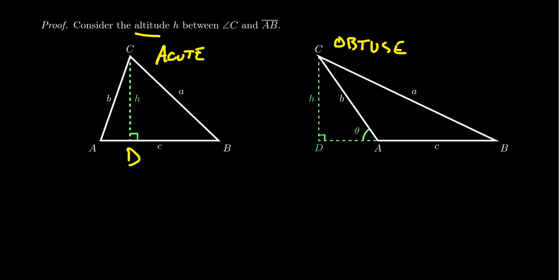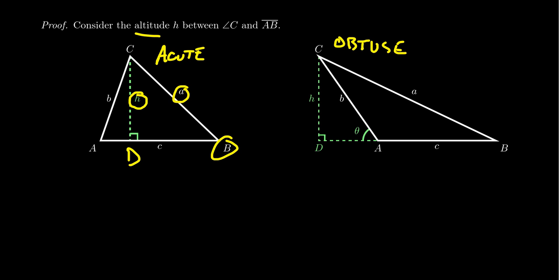So let's consider the acute case for a moment. Let's consider the triangle right here where we take BCD. Well, we have this altitude right here, which is h, right? If we think of opposite over hypotenuse with respect to angle B, right?